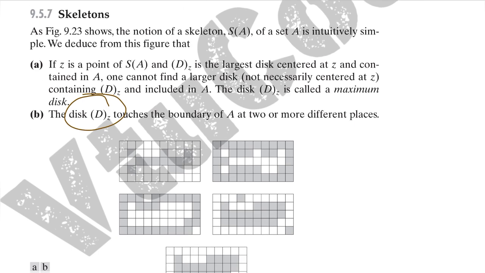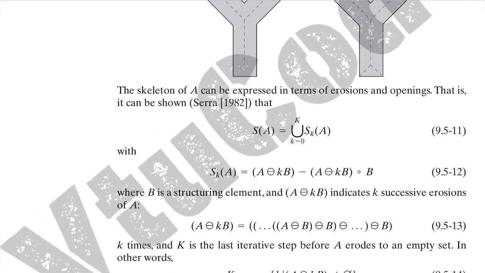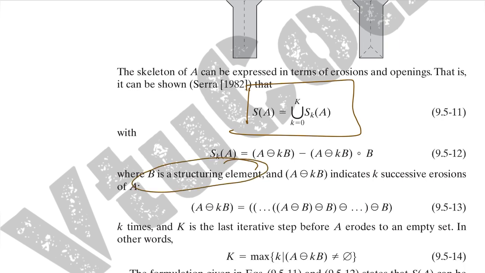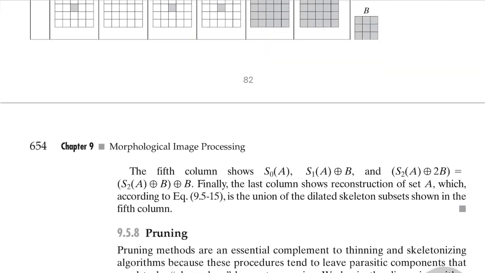What is a point of the skeleton? A point is part of the skeleton if it can be the center of a maximum disk contained in the set. So you reduce the dimension of an object and give it a very thin, skeleton-like structure. S of A is the union, over K equals 0 to K, of S sub K of A, where B is a structuring element. K is the number of times you process it, and you get this equation.